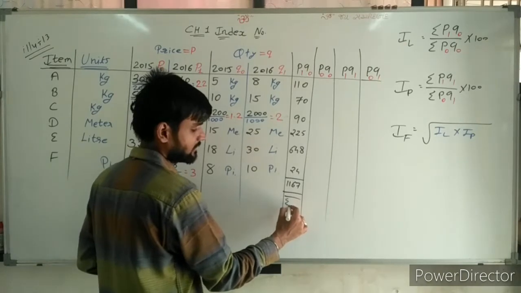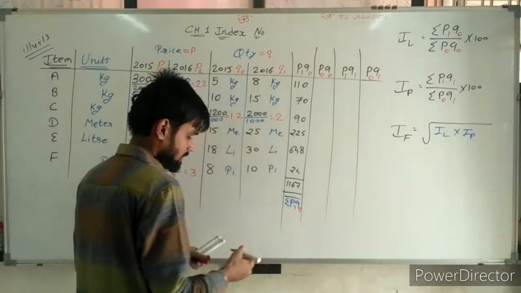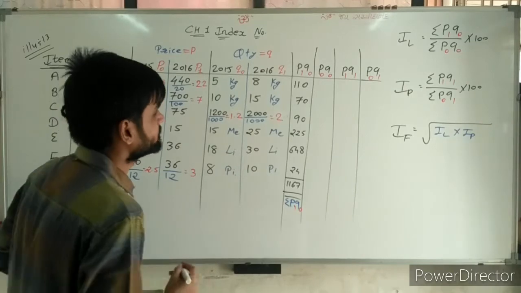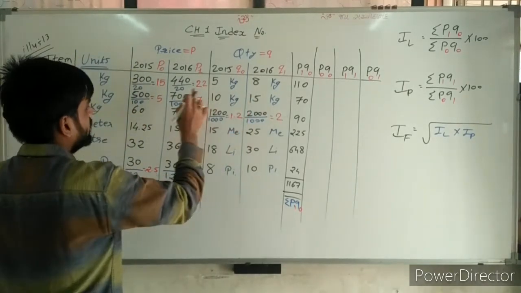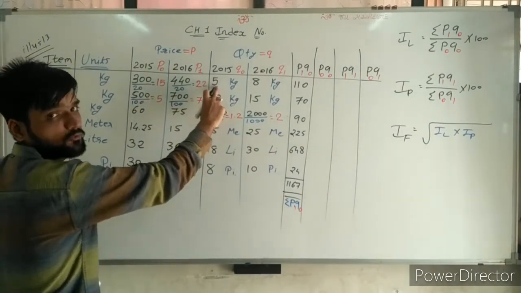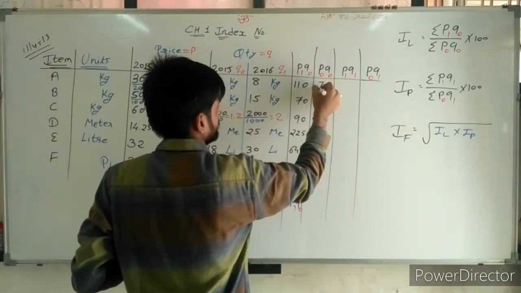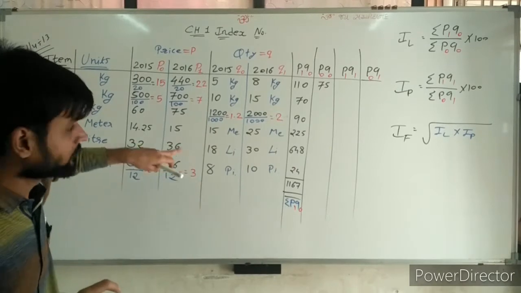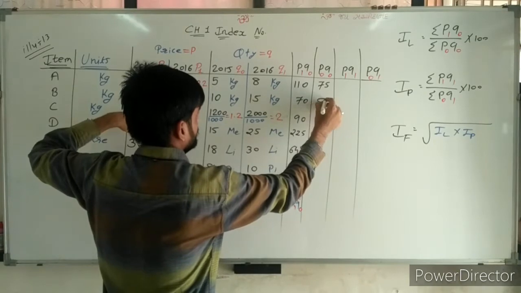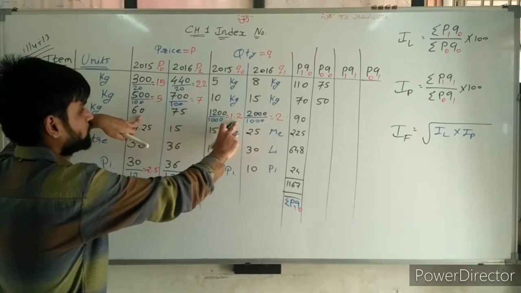It's my sigma P1 Q0. Simple. Same way P0 Q0. Multiplication of this, 15 into 5. We are multiplying 15 into 5. Five into 10. 60 into 1.2.